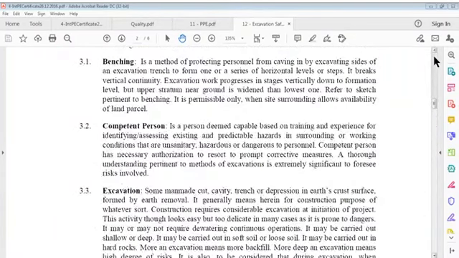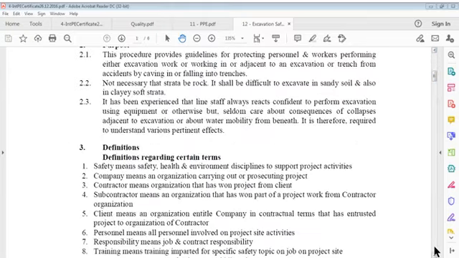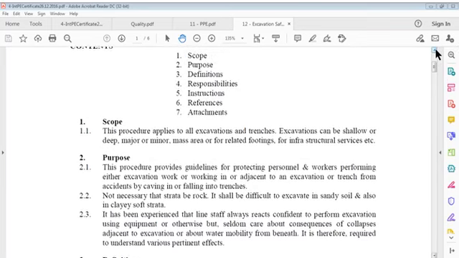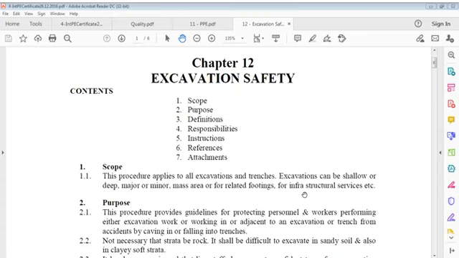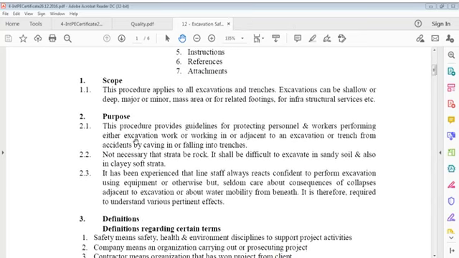So we can say that this is what we discussed today in quality of safety. Definition almost the same. Let's see what it actually says. It's a very important point. This procedure applies to all excavations and trenches. Excavations can be shallow or deep, major or minor, mass area or for related footings, for infrastructural services. This procedure provides guidelines for protecting personnel and workers performing either excavation work or working in or adjacent to an excavation or trench from accidents by caving in or falling into trenches.